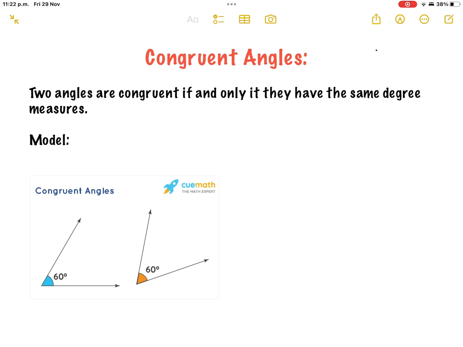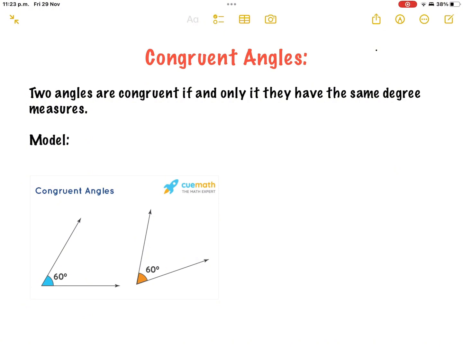Now, we will have a look at congruent angles. The definition is two angles are congruent if and only if they have the same degree measure. So, these angles, same as complementary, don't have to be together. They just need to have the same degree measure, like the model that we're showing in the video.